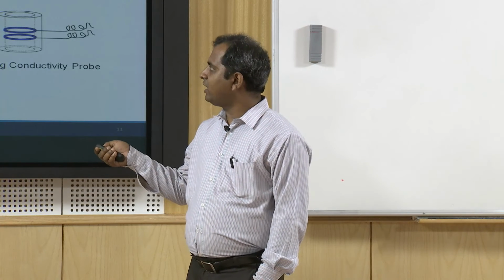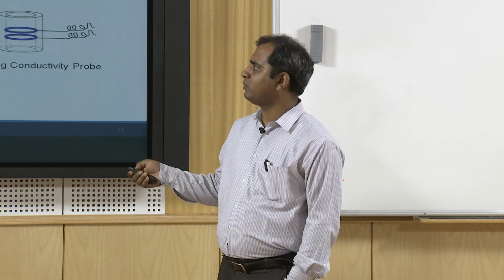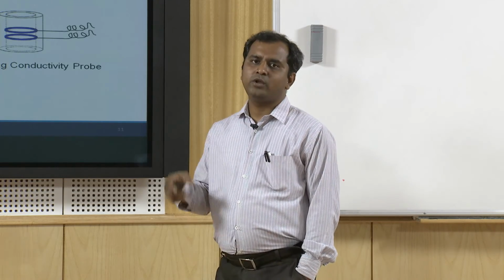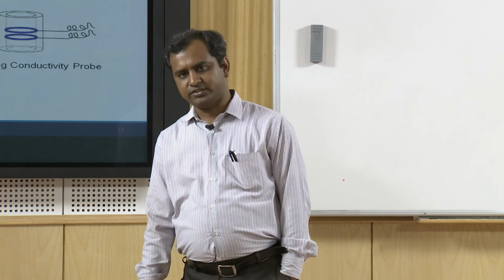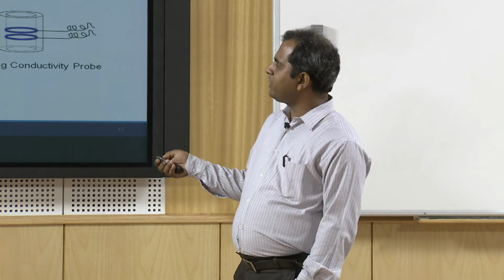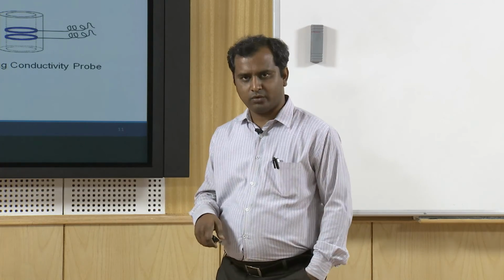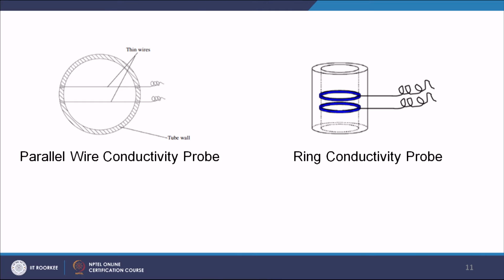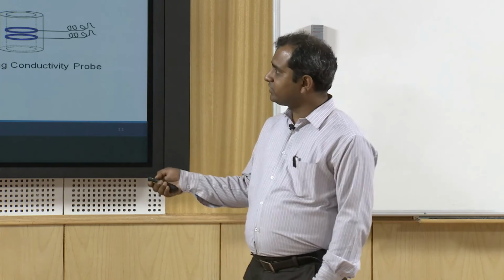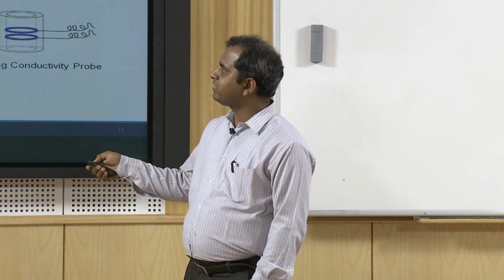If we are having air in between these two wires, you will find a huge resistance in the circuit, and if you have some liquid, let us say water, connecting the two wires, then you will find a very small amount of resistance. Now, if we give a constant voltage and find the voltage across some small section using a voltmeter, we will find that depending on the medium inside the pipeline, the voltage is fluctuating. This is called a parallel wire conductivity probe, as the wires are parallel.